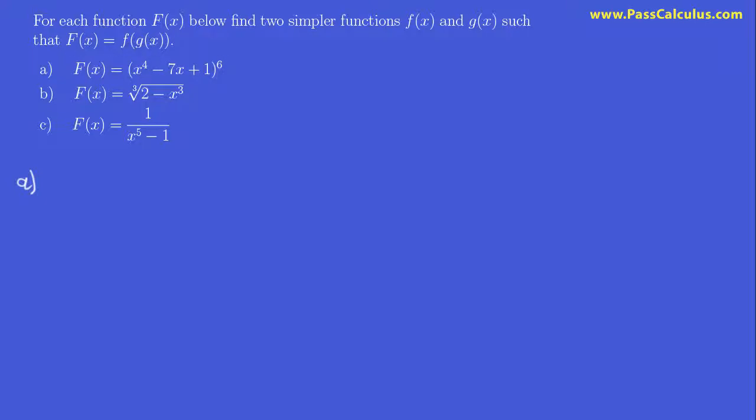g of x is kind of the inner function, and f of x would be the outer function. So if we look at this, the thing inside the brackets here, that's what's going to be g of x. g of x is going to be x to the 4 minus 7x plus 1. And f of x would be the outermost function. Now for f of x, we would not recopy this x to the 4 minus 7x plus 1. That's already kind of playing the role of g of x. All little f of x would be x to the power of 6.